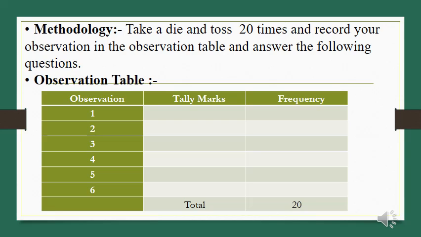After you finish throwing the die 20 times, your activity is over. Now count the tally marks and write down the frequency. The total must be equal to 20. So in this way you can finish your activity.